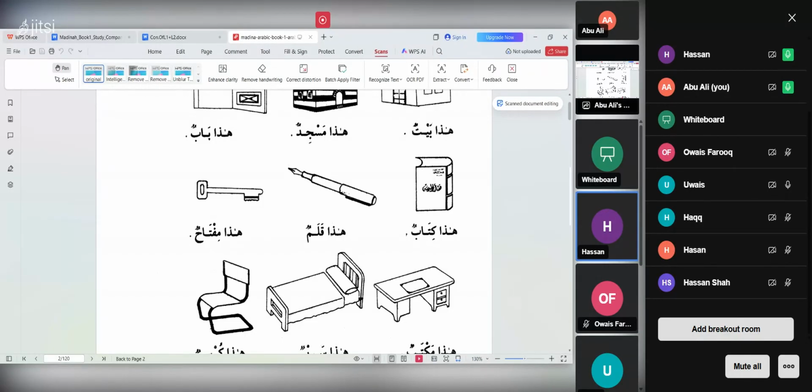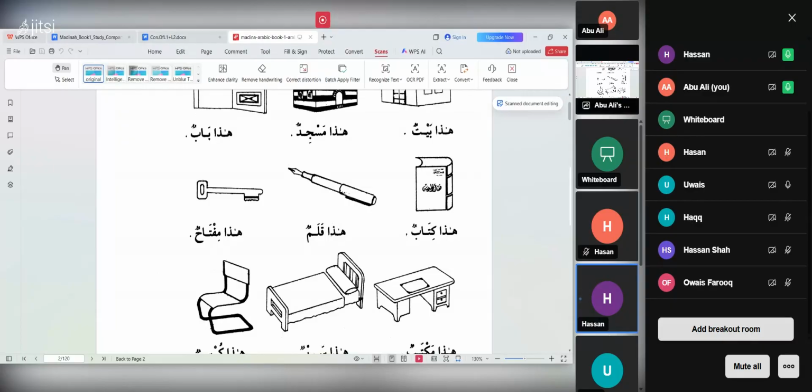Okay. Is هذا معرفة or نكرة? It's definite or indefinite. So which one's definite? Which one's indefinite? هذا is definite and قلم is indefinite. أحسنت. Okay, ask him why. Why is it definite, Mr. Hassan Abu Falah?